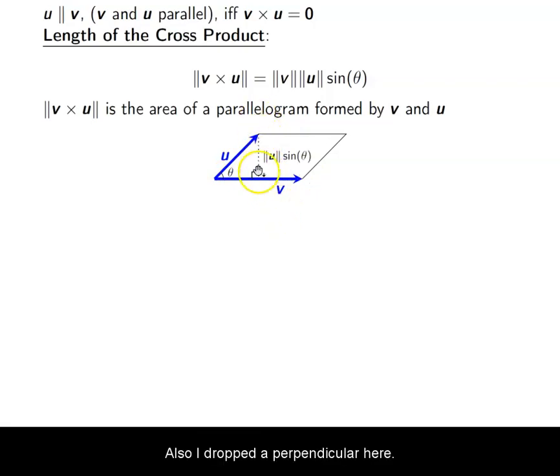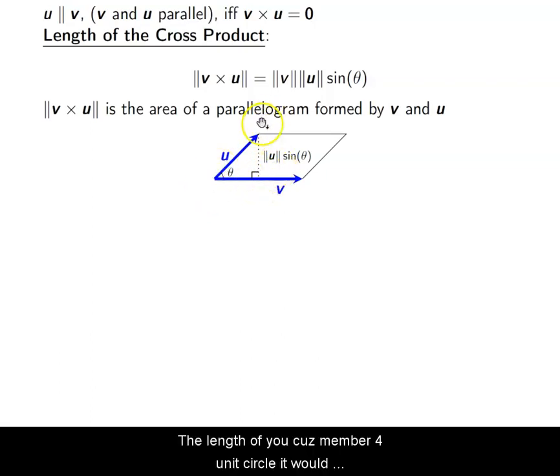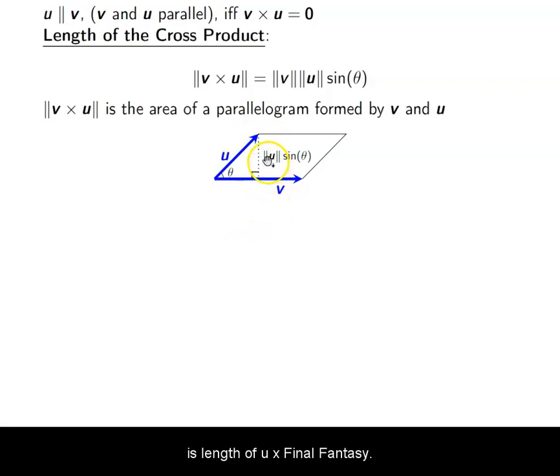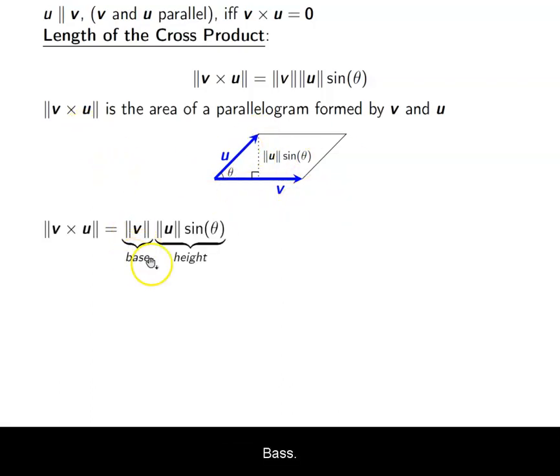Okay, so if I dropped a perpendicular here, its length is the length of u, because remember for a unit circle, it would just be sine of theta. So we think of this as a circle with radius of length of u. So we have to extend the value of the sine as well, right? Multiply it by the length of u, that radius. And so this component is length of u times sine of theta. So the height times the base is an area. Okay, so base times height.